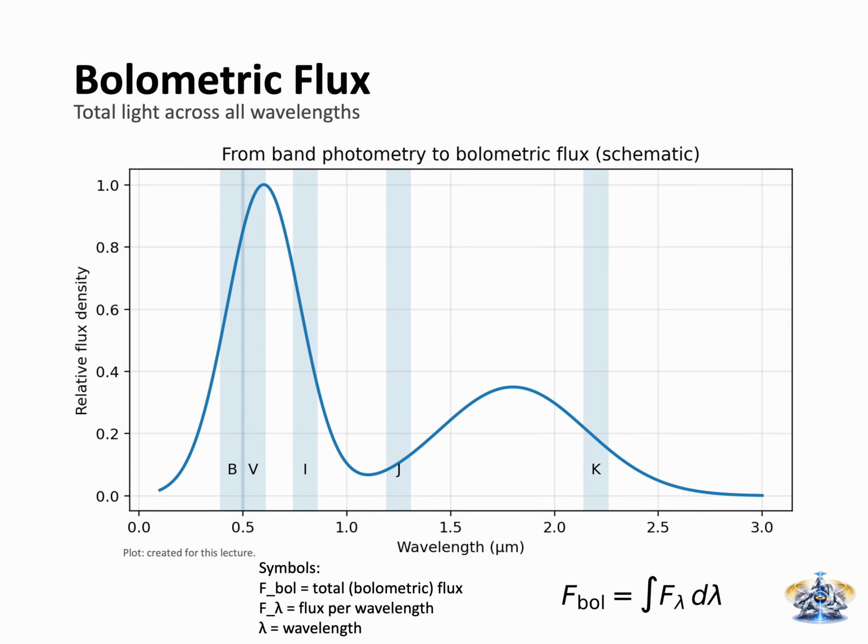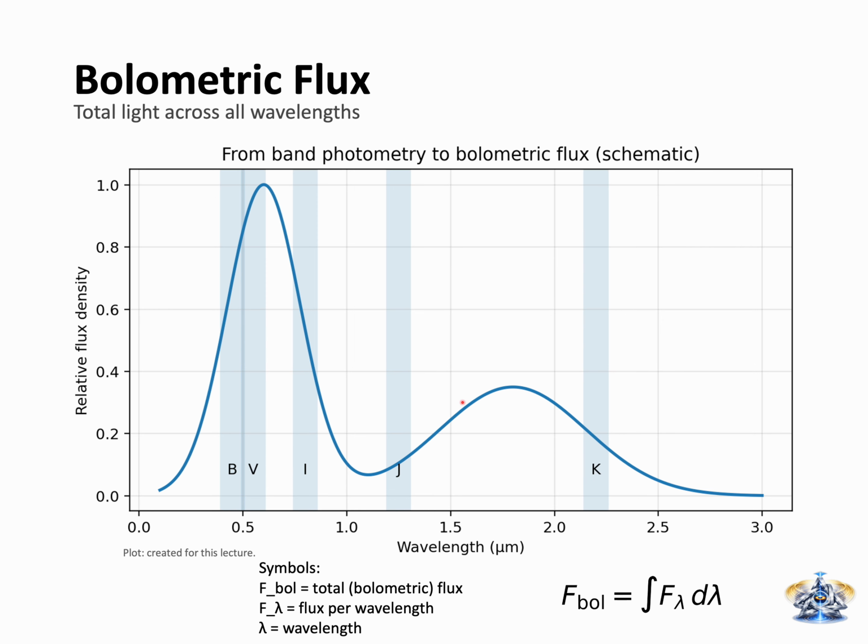Bolometric is a fancy word that means all wavelengths. Bolometric flux is the total energy per second per square meter that reaches us from the star across the entire spectrum. The way to say the equation is: bolometric flux equals the integral of flux per wavelength over wavelengths, meaning add up the energy contribution from every wavelength.